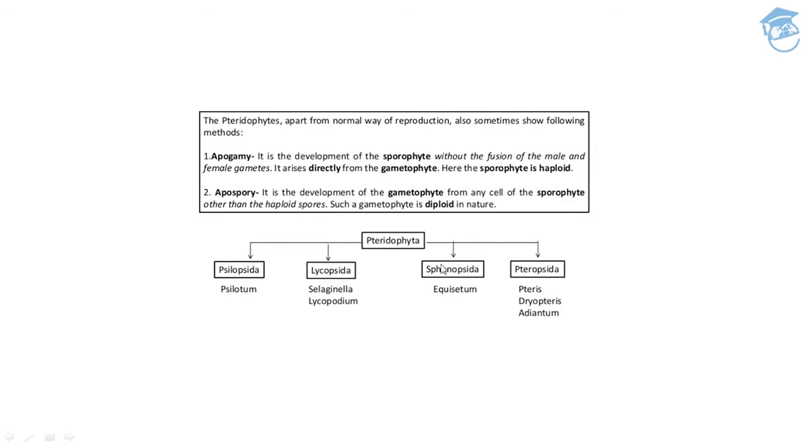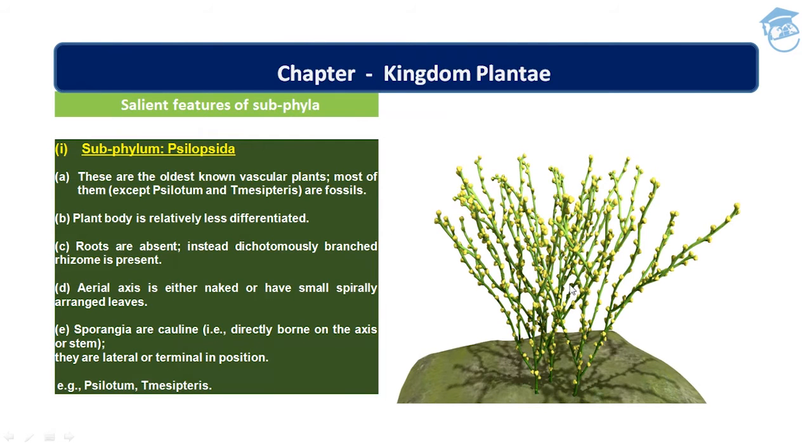Okay, so Pteridophyta has four classes: Psilopsida, Lycopsida, Sphenopsida, and Pteropsida. Psilopsida example is Psilotum, and Lycopsida examples are Selaginella and Lycopodium. Example of Sphenopsida is Equisetum, and examples of Pteropsida are Pteris, Dryopteris, and Adiantum. So these are the four classes of pteridophytes. Now we'll be studying salient features of each of the subphyla in detail.